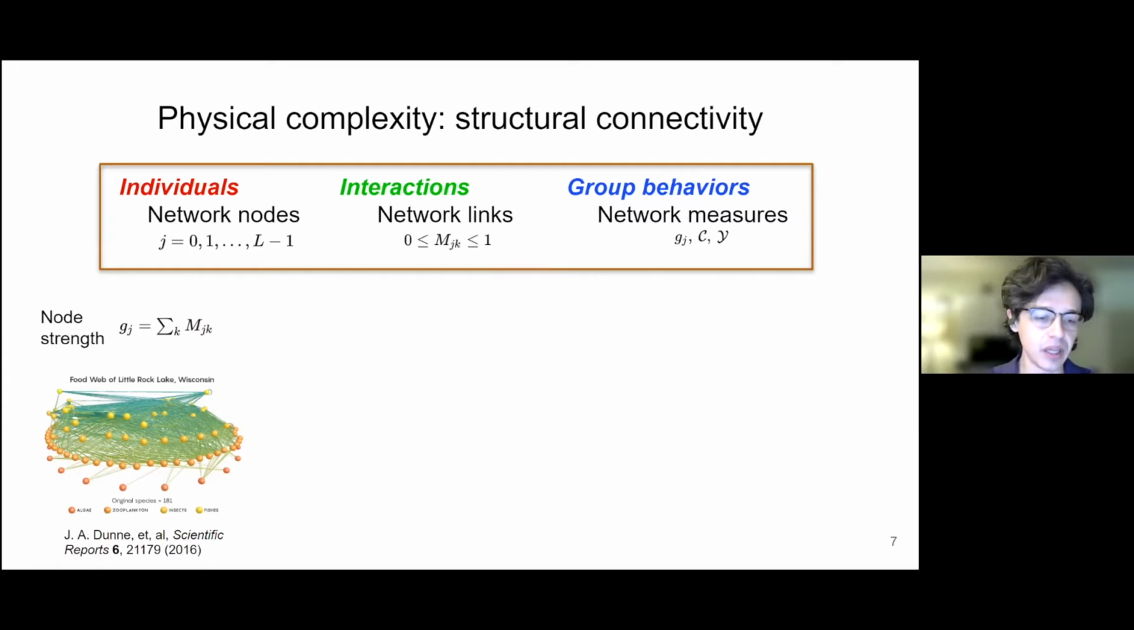An example of a network with a broad node strength distribution is a food web, where the individuals are species in an ecosystem, and their interactions, their network links, are formed by who eats who. And because some food webs have these critical species, they serve as hubs in this network. If they were to be plucked from the network, they might cause, say, the collapse of the food web.